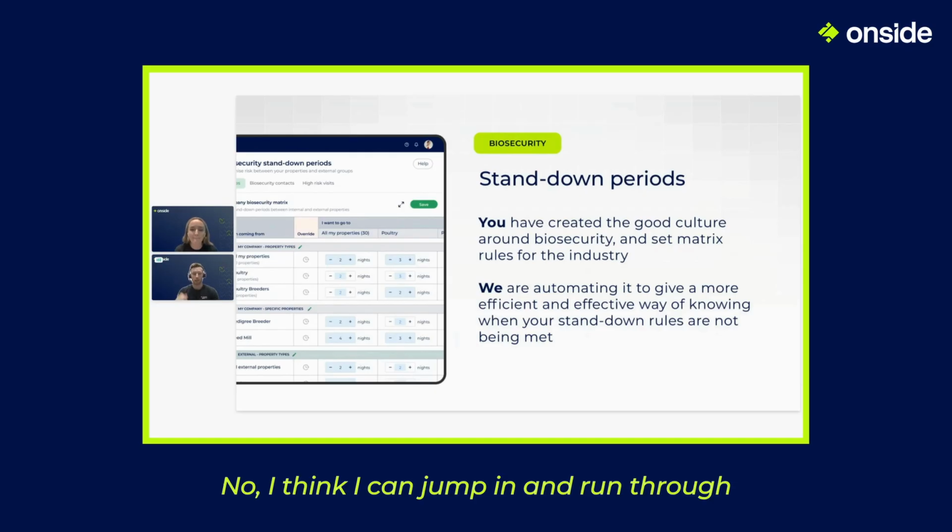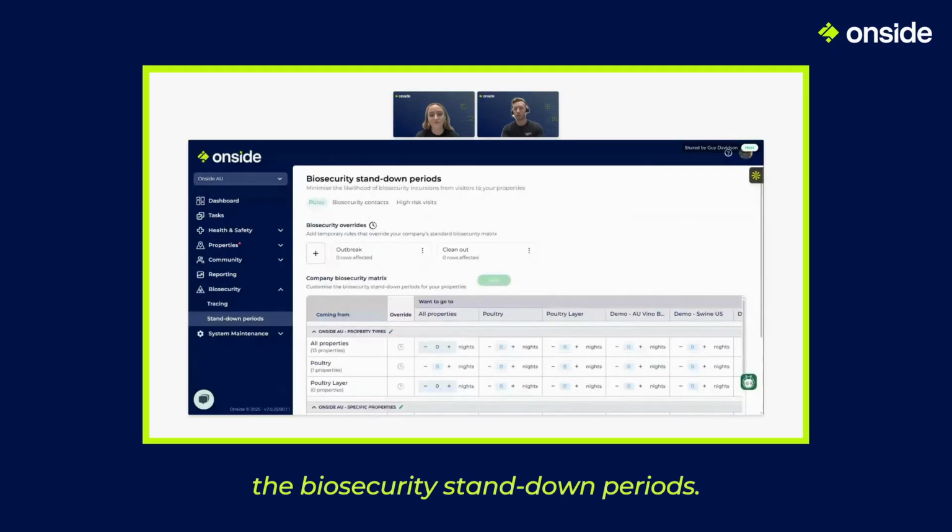No, I think I can jump in and run through the actual technology, which is the biosecurity stand down periods. There are two elements to this. There is the building of your stand down period rules within the software, and then the bringing to life and operationalization of that, which will trigger based on people moving in and out of properties, whether they're your own or external ones that use Onside, being able to automate and detect and alert when people break these rules.